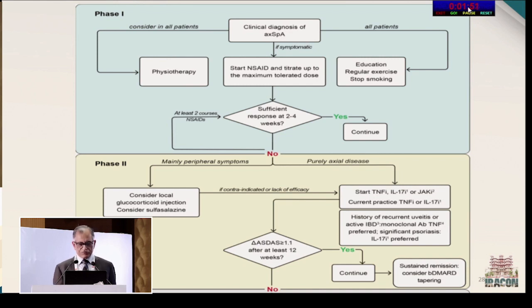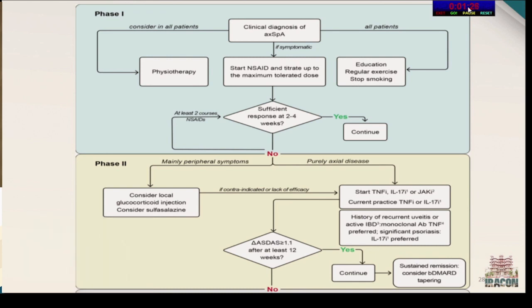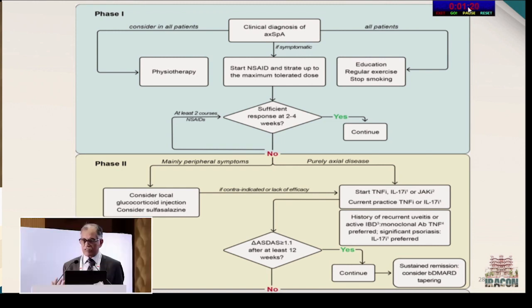In the second phase, you consider whether the patient has predominantly peripheral disease or axial disease. If it is peripheral disease, according to EULAR, you can use local glucocorticoid injections. You can give a trial of sulfasalazine. If it is predominantly axial disease, then of course you consider TNF inhibitors or IL-17 inhibitors or JAK inhibitors, but current practice prefers the first two. And with this treatment, if the improvement of ASDAS is 1.1 or greater, then it means it's a good response, you continue, and if after 6 months remission is sustained, consider tapering.